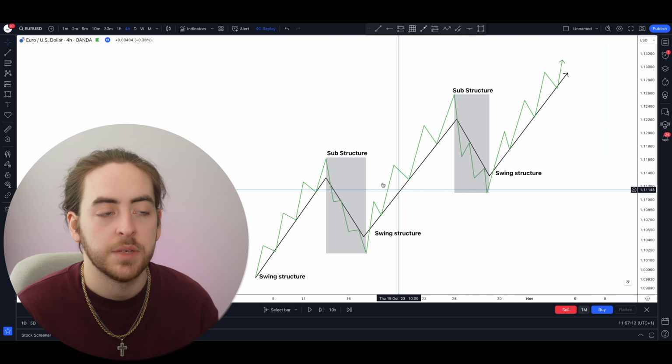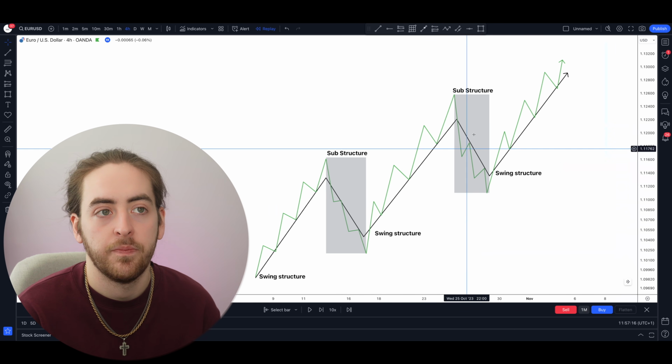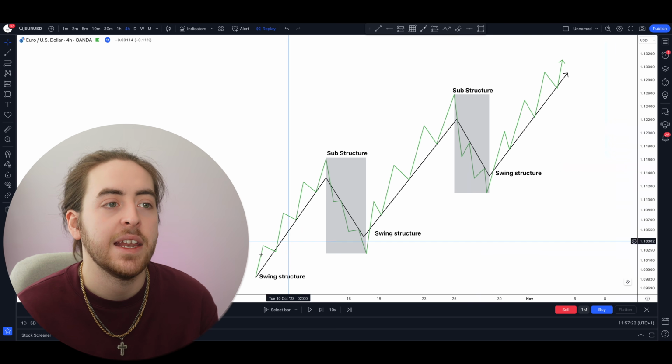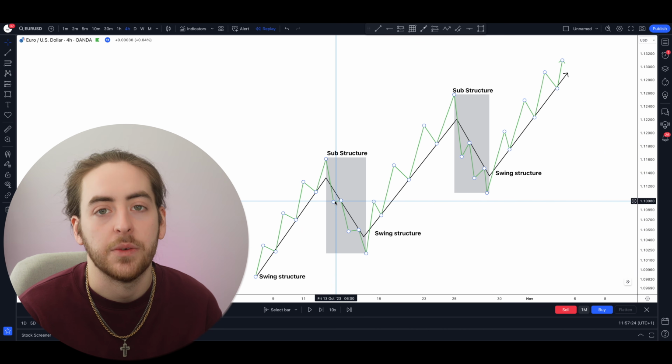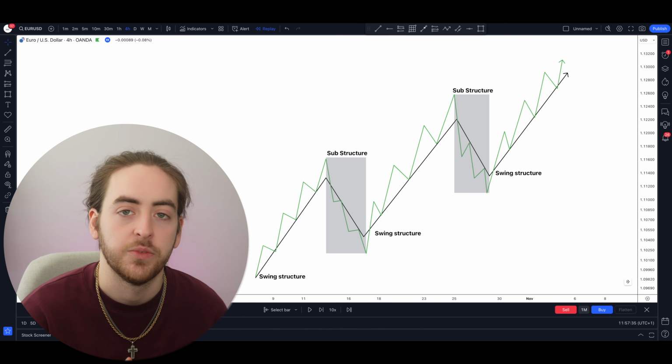So substructure simply refers to the smaller trends happening within the swing structure movement. So if you're a trader who uses the daily, the 4 hour, and the 1 hour, well then the daily is going to have smaller 4 hour and 1 hour trends within it, and so on. Now there's one core way that we can take advantage of substructure.